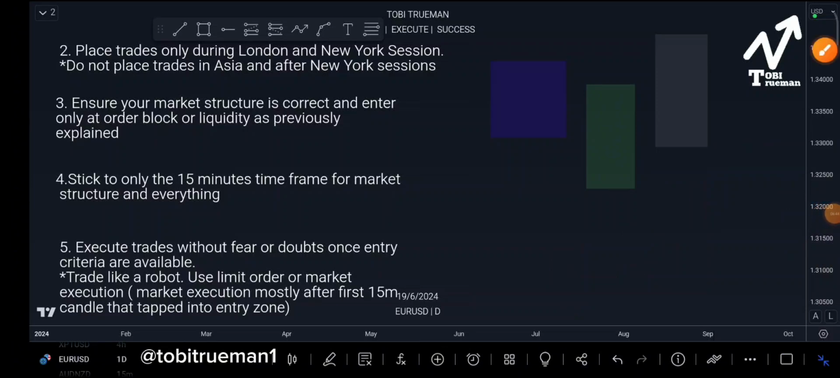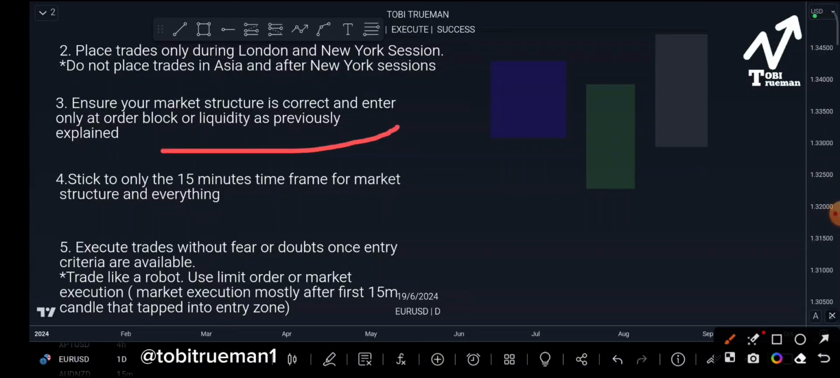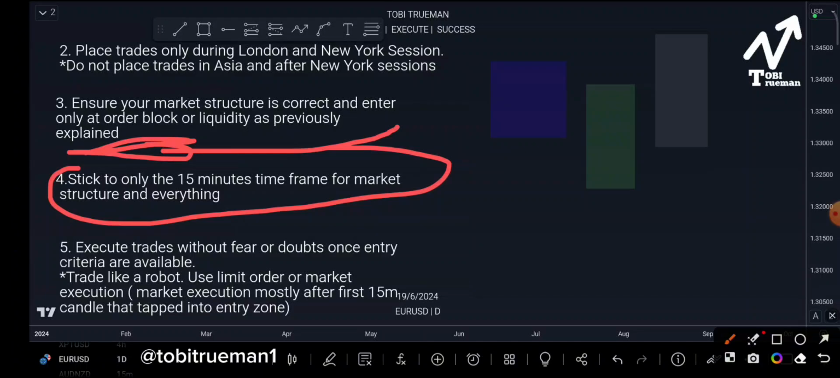Ensure your market structure is correct and enter only at order block or liquidity as previously explained. We have talked about our entry models in previous videos. If you have not watched it, you can watch it again to understand it better. Now you have to stick to only the 15 minutes time frame for the market structure and everything.